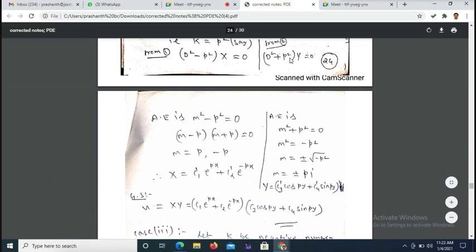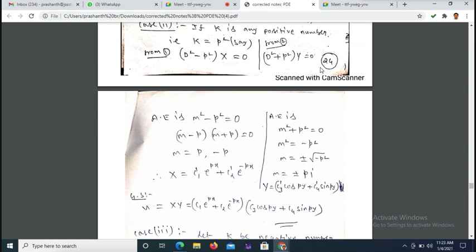You know that. What is the auxiliary equation? M square plus p square is 0. M square is minus p square. M is plus or minus root of minus p square, plus or minus ip. So you have taken y outside, so y is equal to c3 dash cos py plus c4 dash sin py into e power 0 actually. You know this.